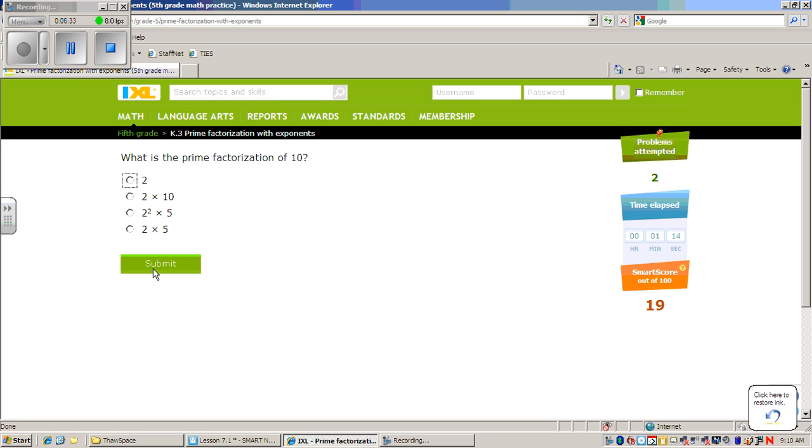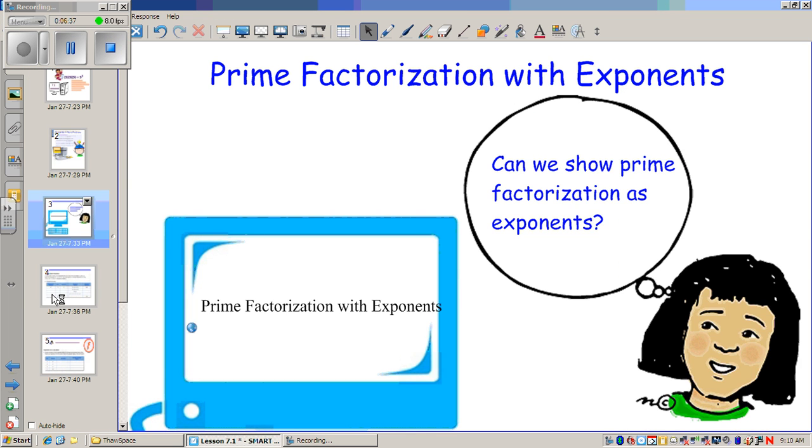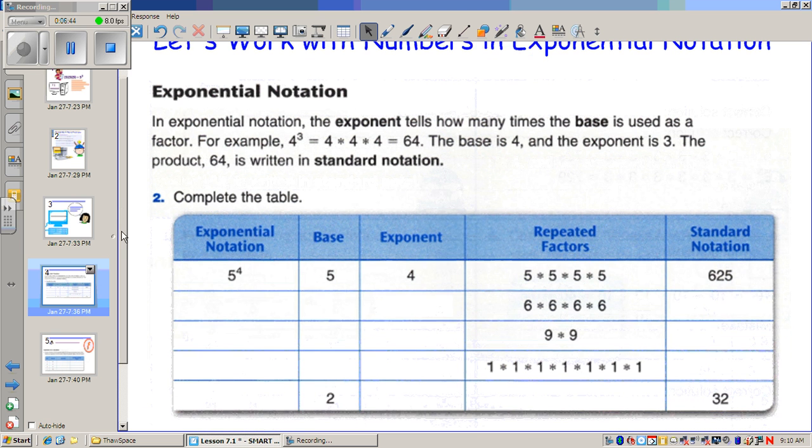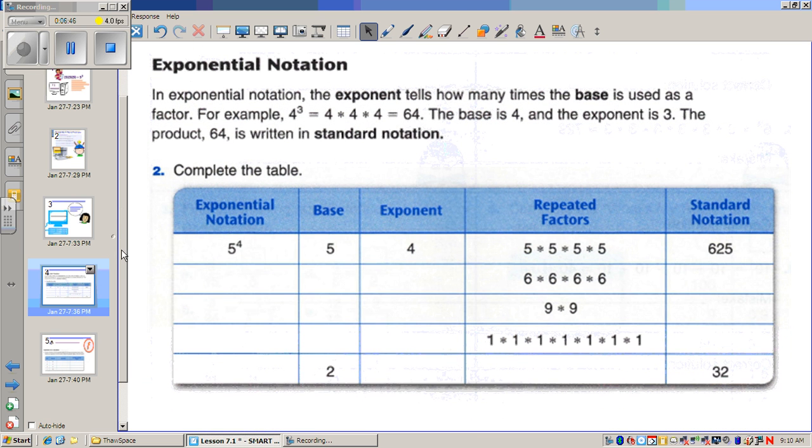So we're going to move on and keep going with our lesson so we have some more practice. On this one it says let's work with numbers and exponential notation. In exponential notation, the exponent tells how many times the base is used as a factor. For example, 4 to the third, 4 being my base, 4 times 4 times 4. So 4 times 4 is 16. 16 times 4 is 64. The base is 4 and the exponent is 3. The product, 64, is written in standard notation.